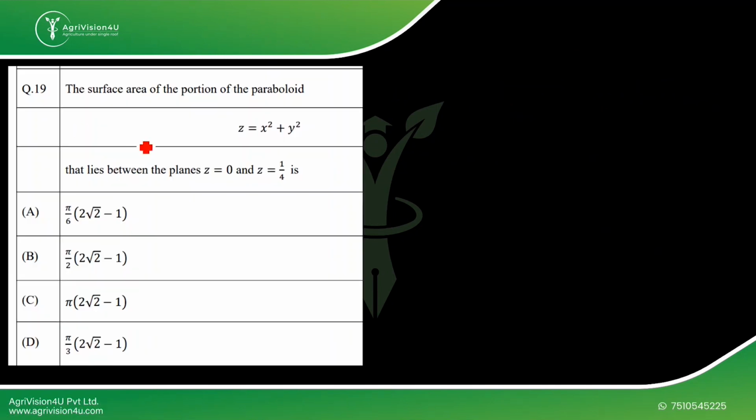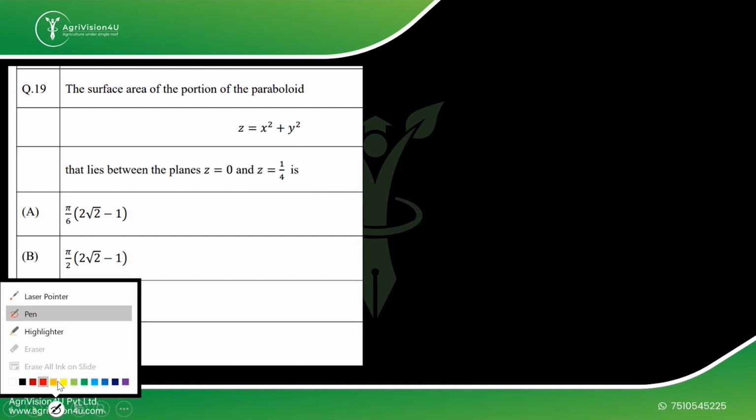Hello. So let's start the 19th question of mathematics, or we can say the 19th question of the GATE exam, branch 2023. The question given to us is: the surface area of the portion of the paraboloid z equals x square plus y square that lies between the plane z equals 0 and z equals 1 by 4. These are the options given to us.